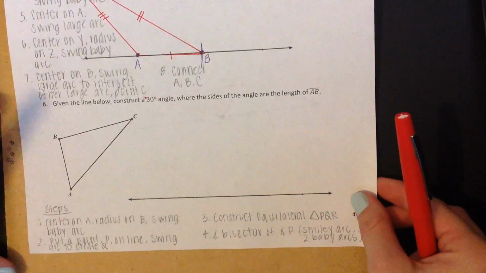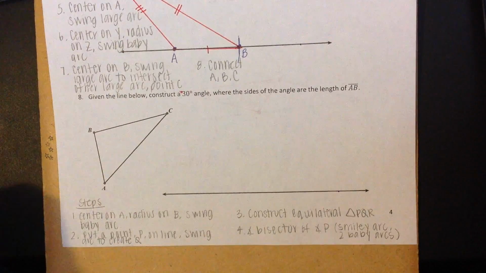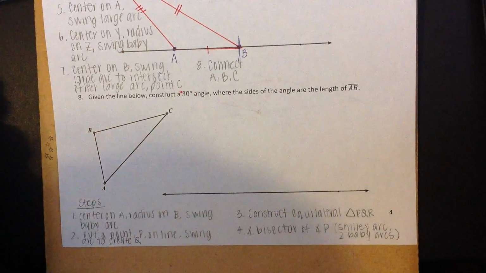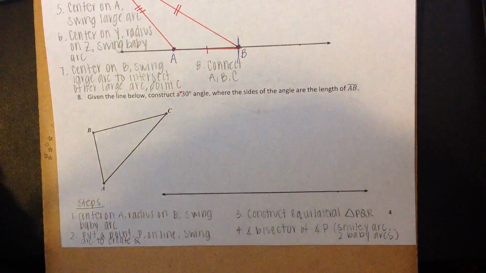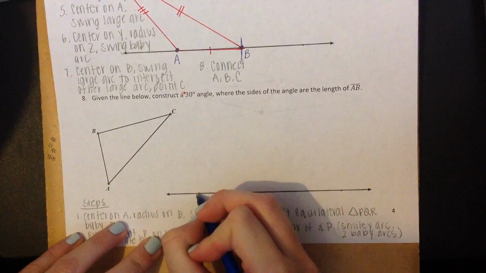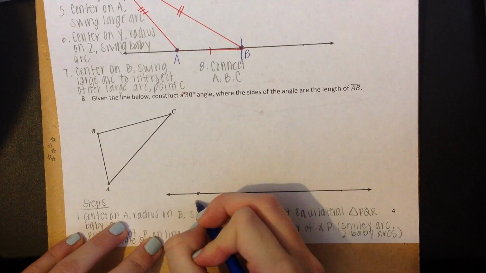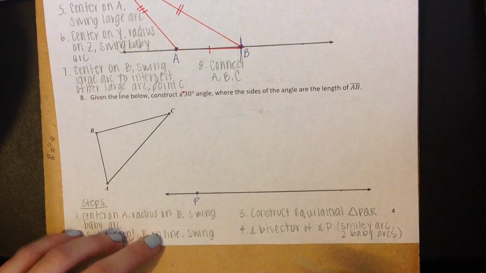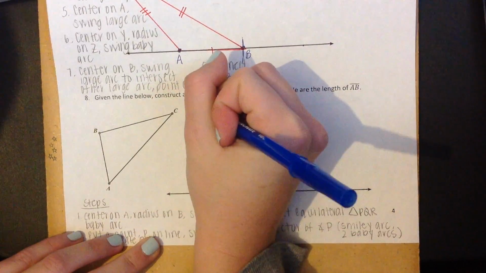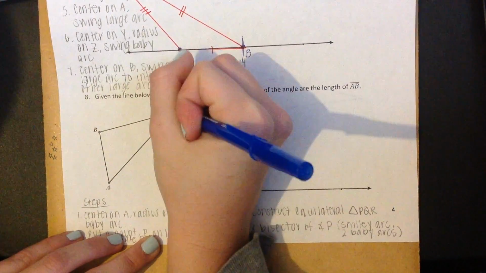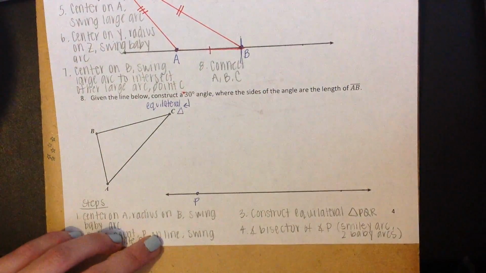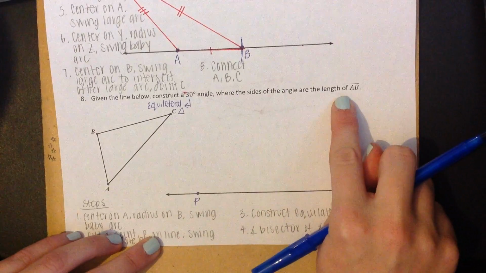Number 8 is our last construction for these notes here. It says, given the line below, construct a 30-degree angle where the side of the angle is equivalent or equal to the length of AB. So what we're going to do is first create a point, say, I don't know, P, on our line. Because what we're going to do is eventually create a 30-degree angle. And to get that 30-degree angle, we need an equilateral triangle. And to get that equilateral triangle, the sides need to be the length of AB.